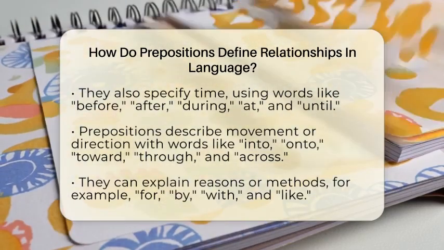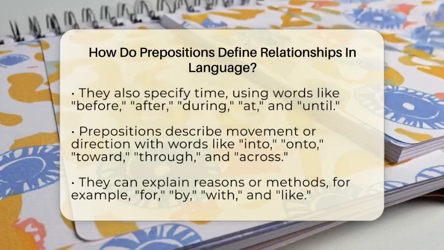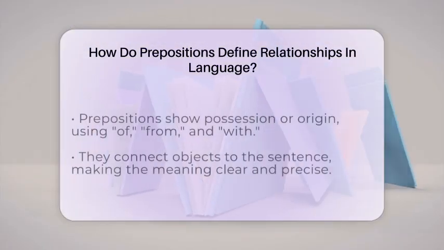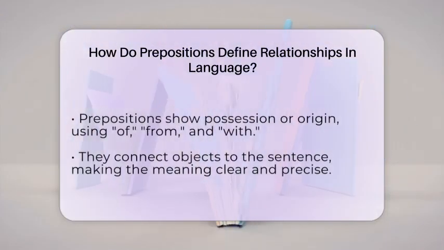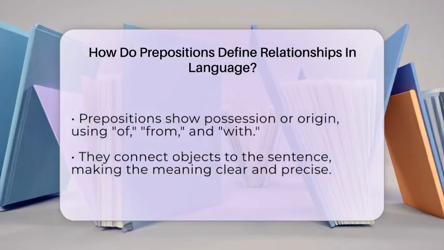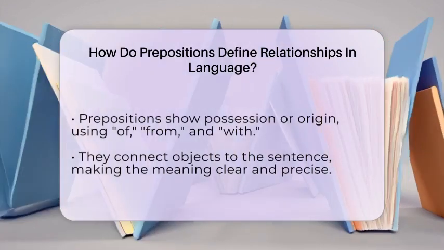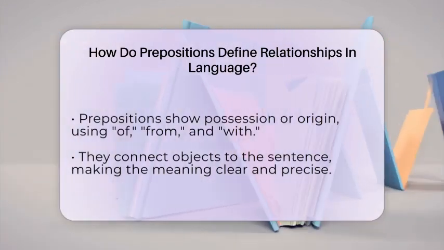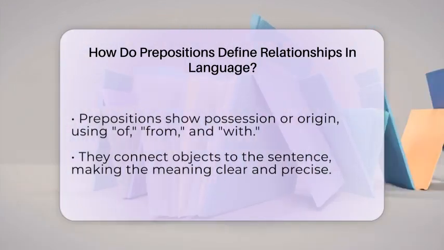Prepositions also show movement or direction. Words like into, onto, toward, through, and across describe how something moves from one place to another. For example, "she ran across the street" uses "across" to show movement. They help us explain actions clearly.